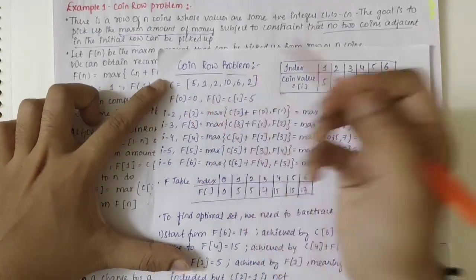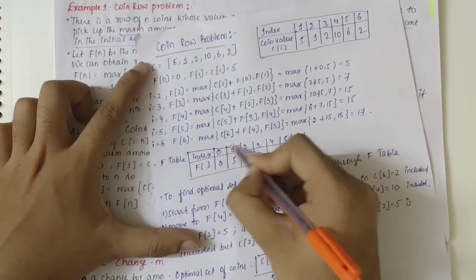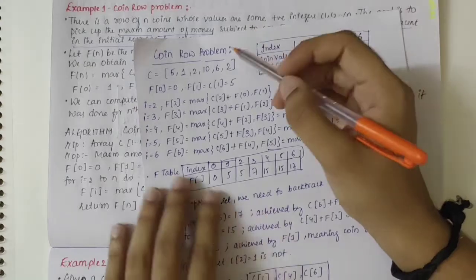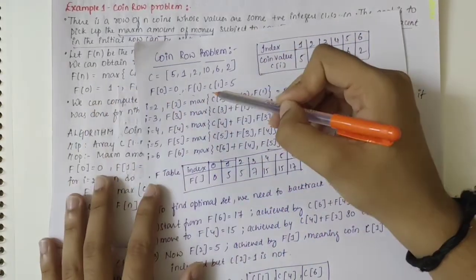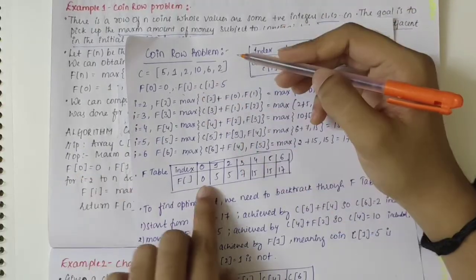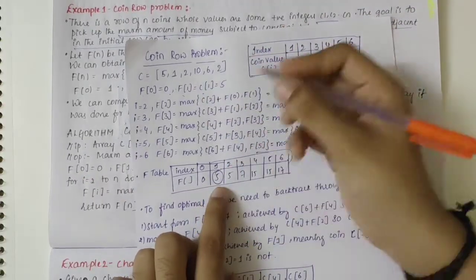Initially we take f of 0 as 0. This is the f table, which we finally return. So f of 0 is 0 and f of 1 is C of 1. The C of 1 value is 5, so we equate f of 1 to 5. We have written 5 here.